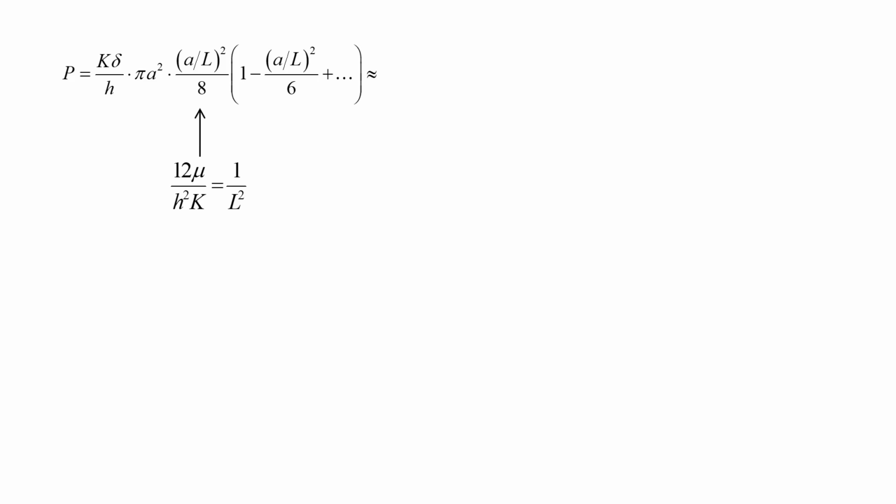So let us substitute this 1 by l square over here. If we substitute that, then it will be, let us say, k delta by h into pi into a square into 1 by 8, and this is a by l square. So it is a square, and 1 by l square is 12 mu by h square into k, and then this is 1 minus this is a by l square by h and plus like that.